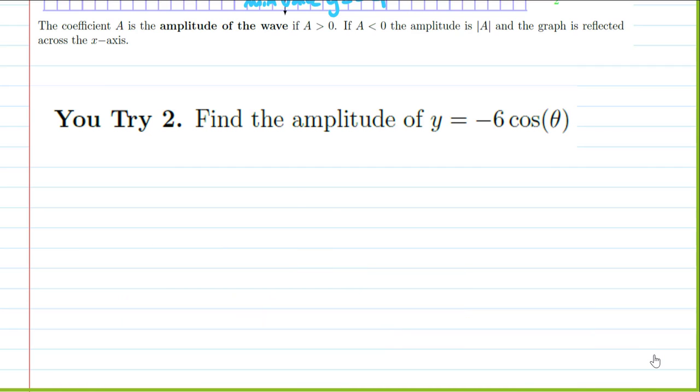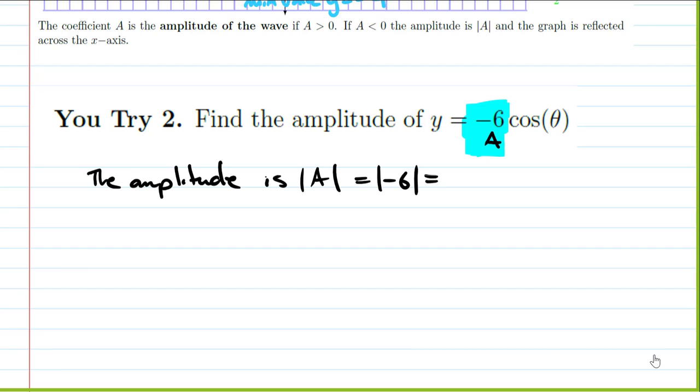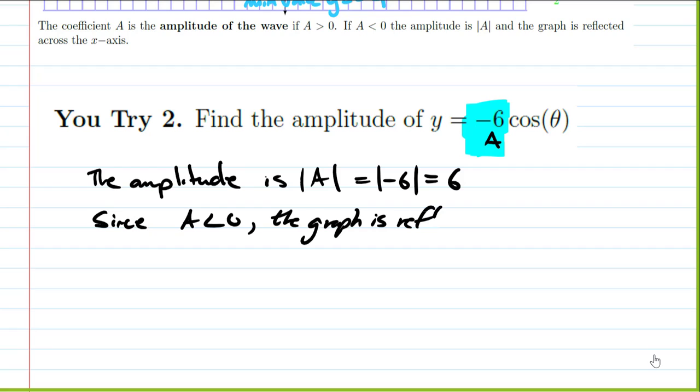All right, so we identify our A as this value right here. So the amplitude is the absolute value of A, which is the absolute value of negative 6, which is 6. Since A is negative, the graph is reflected across the x-axis.